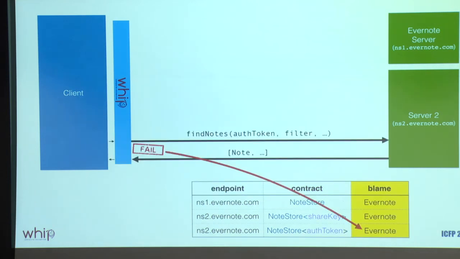So now what happens when there's a contract failure? Well, WIP will blame the party responsible for the contract violation. So in this example, if server 2 provides more notes than requested, WIP would blame whoever is recorded as the source for asserting that server 2 would uphold that contract. So it won't necessarily blame server 2, even though it's just sent this violating message. That could be because server 2 doesn't actually implement the NoteStore contract, and that Evernote server accidentally just gave the wrong endpoint. So actually, in this case, Evernote is blamed.